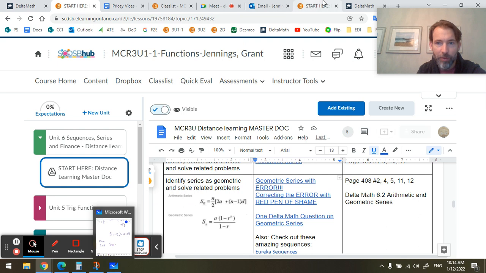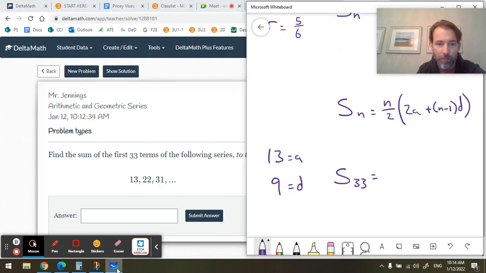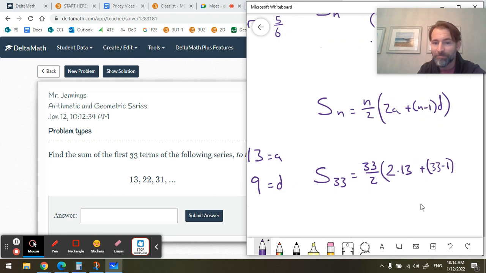So let's keep going. Back to Delta Math. Now we substitute in 33 over 2. I'm just going to leave that because it's going to cancel out anyway. 2 times a was 13, so this is 2 times 13 plus n minus 1. n is 33, so this will be 33 minus 1, all multiplied by d. d is 9. And I don't have to divide by anything because that is what it is.